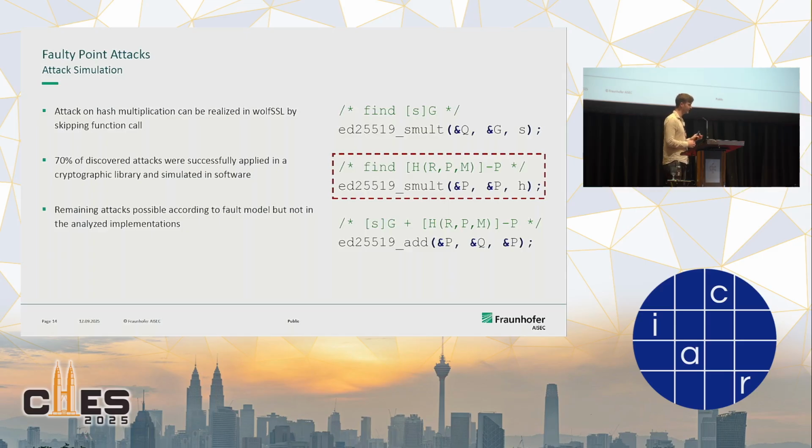The main idea behind this was to somehow provide a guideline to the developers on how to securely implement these signature schemes if they want to defend themselves against certain types of faults. And for that, we don't need to find a possible attack in every implementation that we look at.